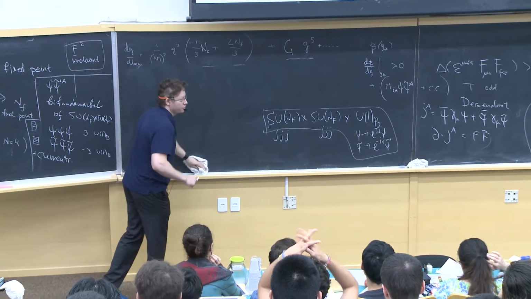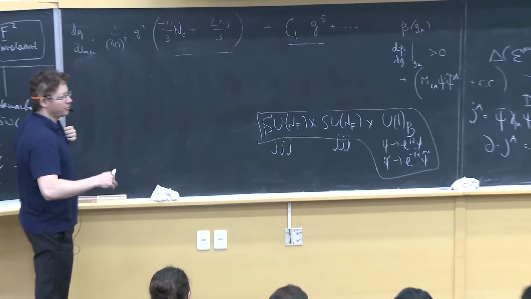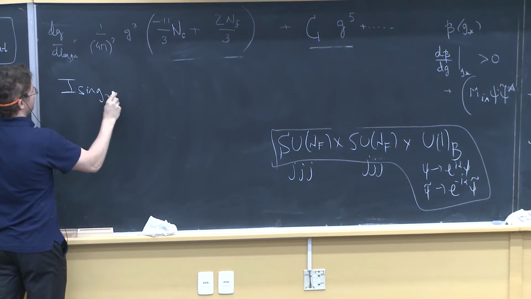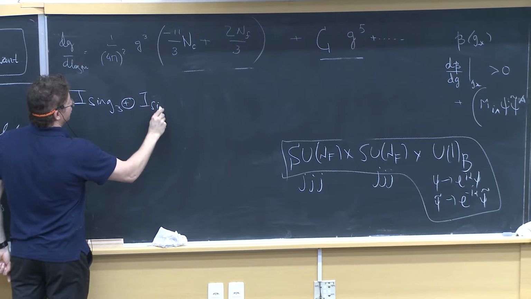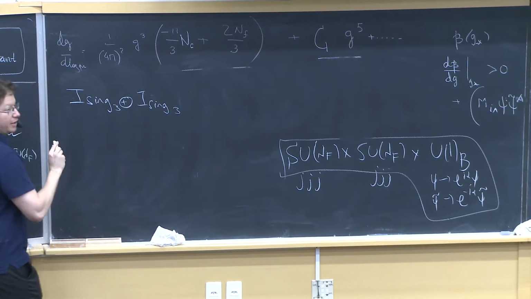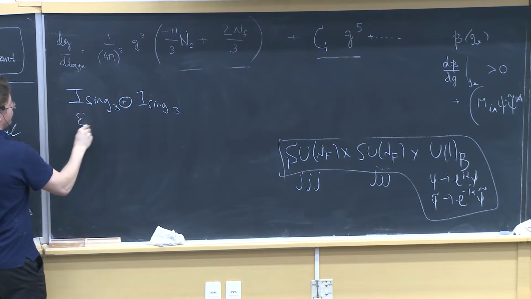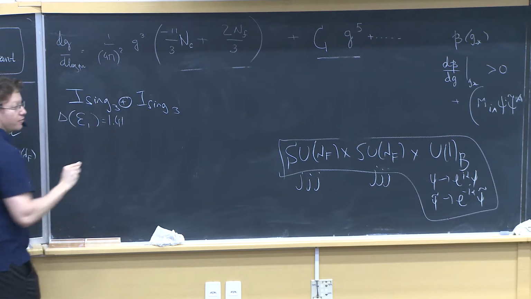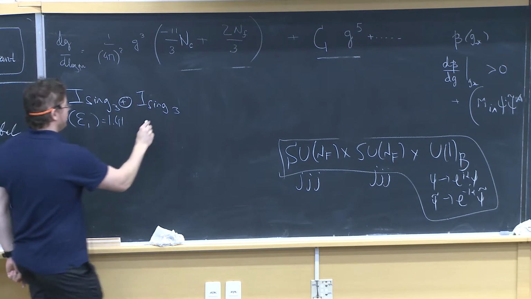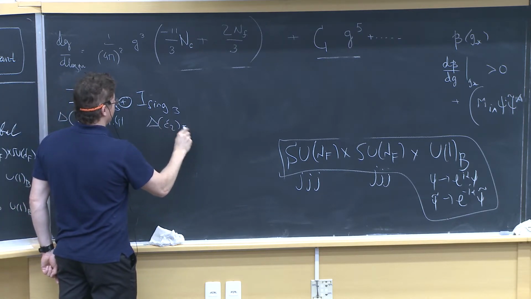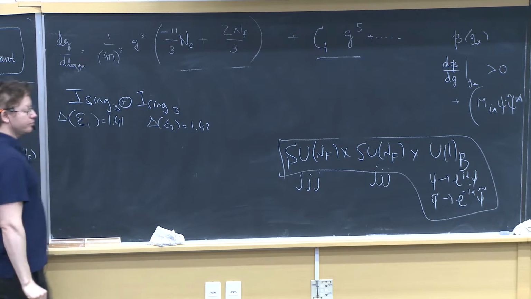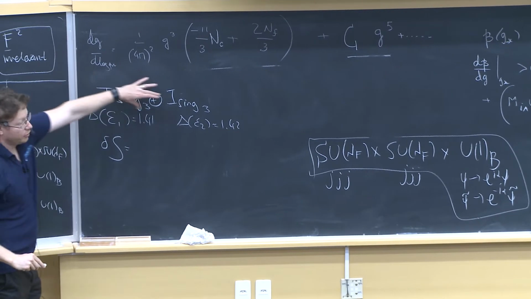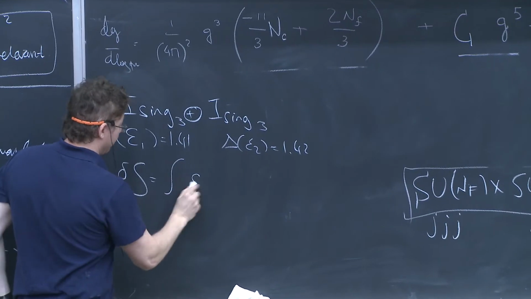This is an example which might be familiar to you if you know the Ising model. Let's start from a theory which consists of two decoupled copies of the three-dimensional Ising model, completely decoupled. The dimension of the epsilon operator here, epsilon 1, is 1.41 or 42, I don't know. And the same here. Now let's deform the action for these two decoupled Ising models by adding epsilon 1 epsilon 2.